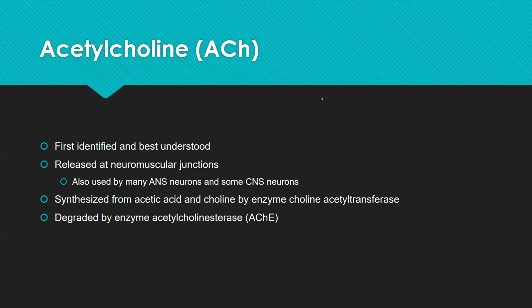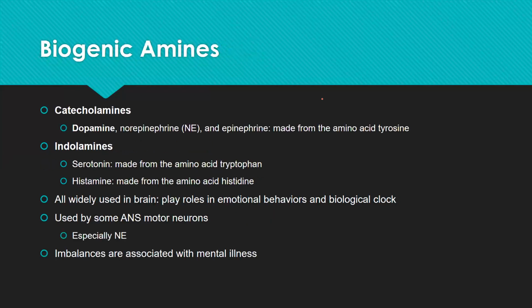So acetylcholine would be one I would want you to commit to memory because it's the first identified, so it's the one that they know the most about, right? It's used also in the autonomic nervous system and the central nervous system, so it's widely used. It comes from acetic acid and choline, from the enzyme choline acetyltransferase. It's broken down by acetylcholinesterase. So these would be enzymes I would also know as well.